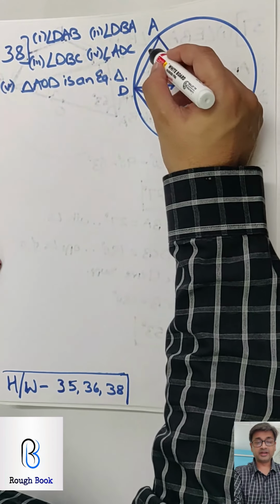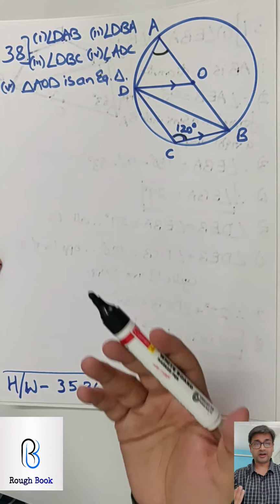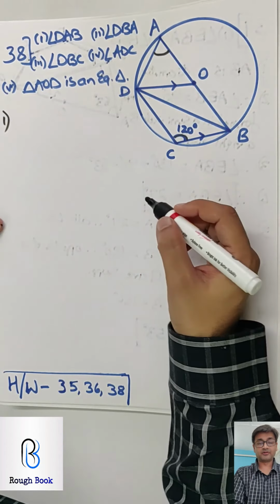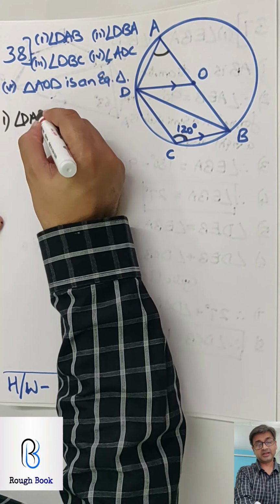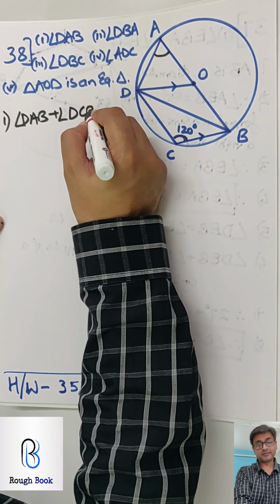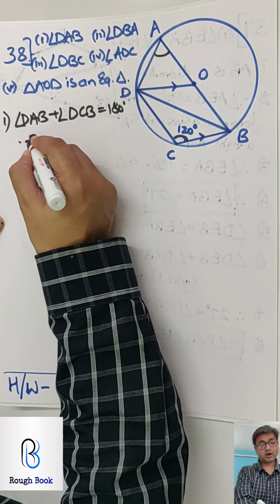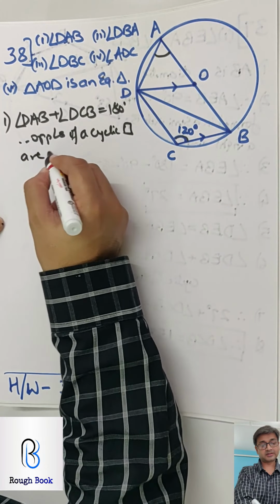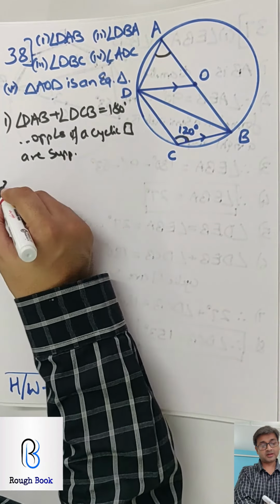Okay. So first one, DAB. This is 120. Come on, everyone should get this. Opposite angles of a cyclic quadrilateral are supplementary. So let's write this one first. So angle DAB plus angle DCB equals 180. Opposite angles of a cyclic quadrilateral are supplementary, and therefore DAB plus DCB, which is 120, equals 180. So we can say therefore DAB equals 60. So we managed to get this one.